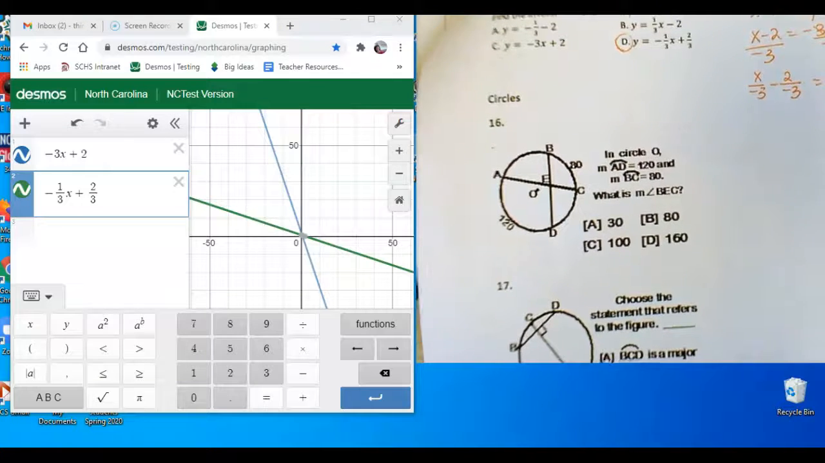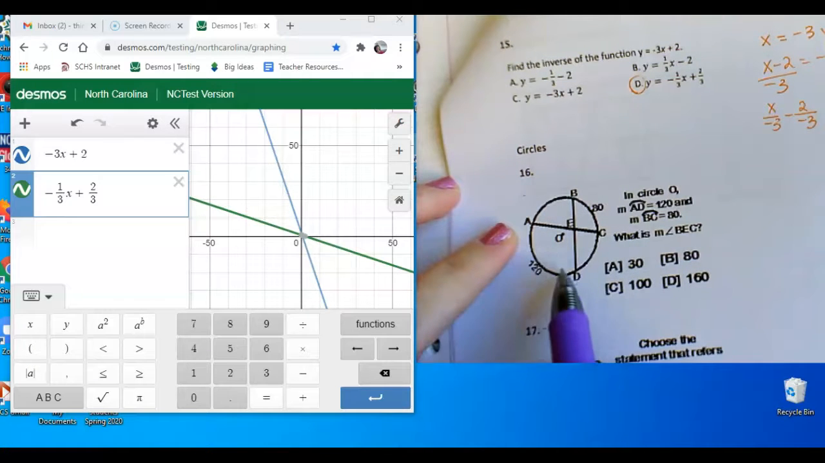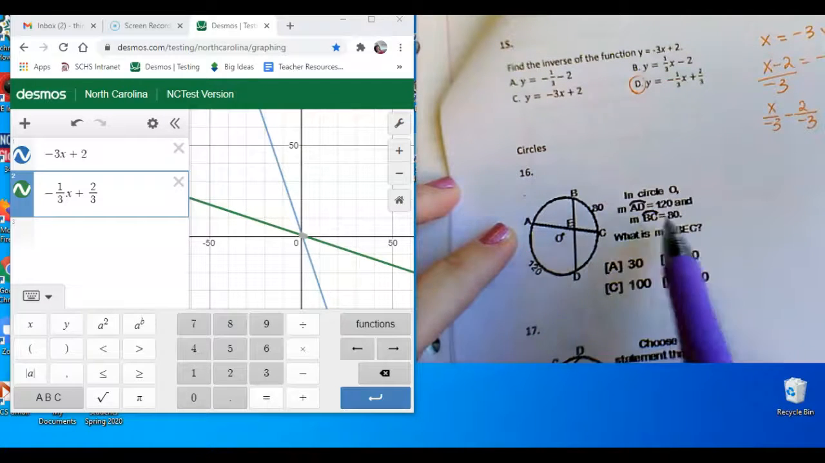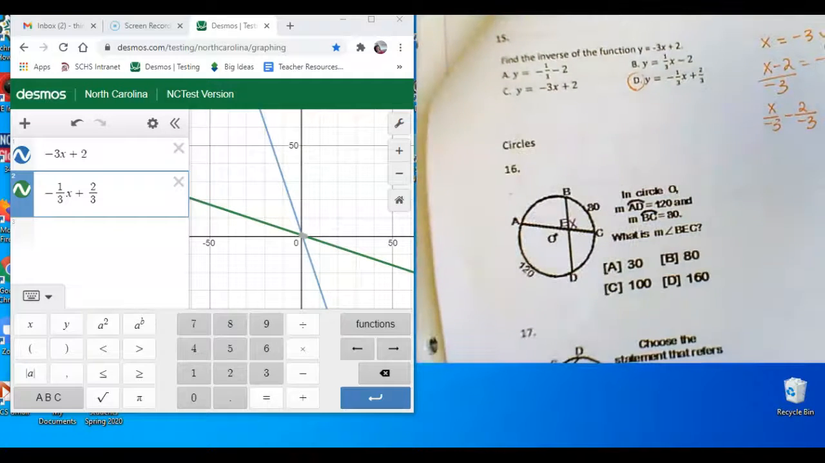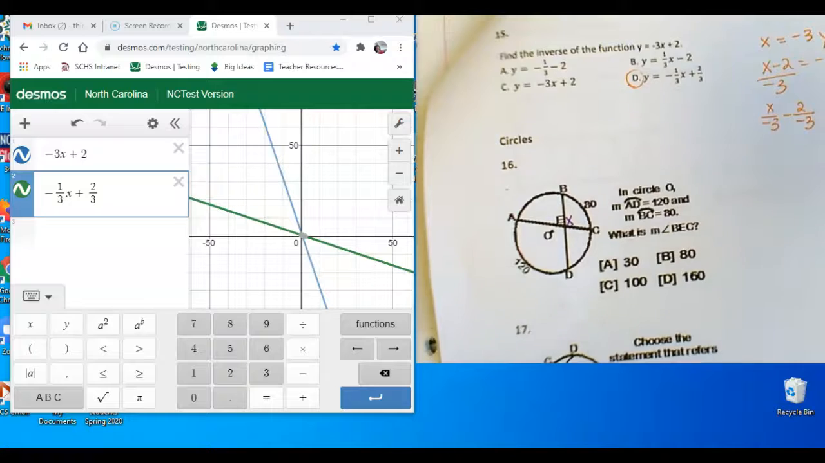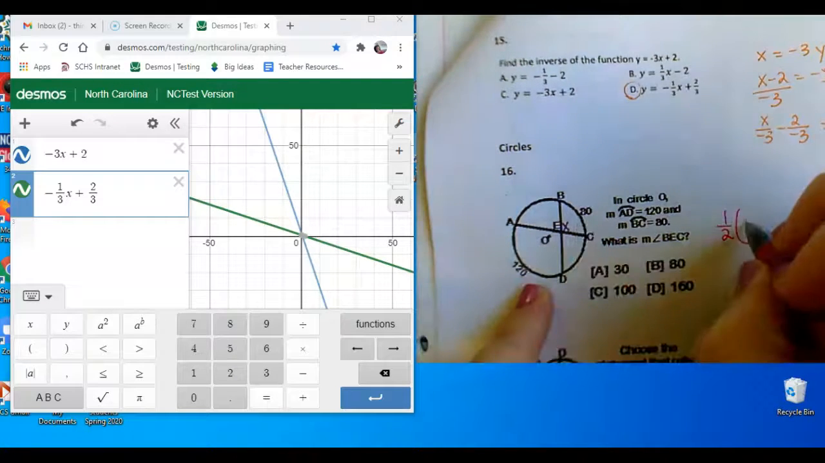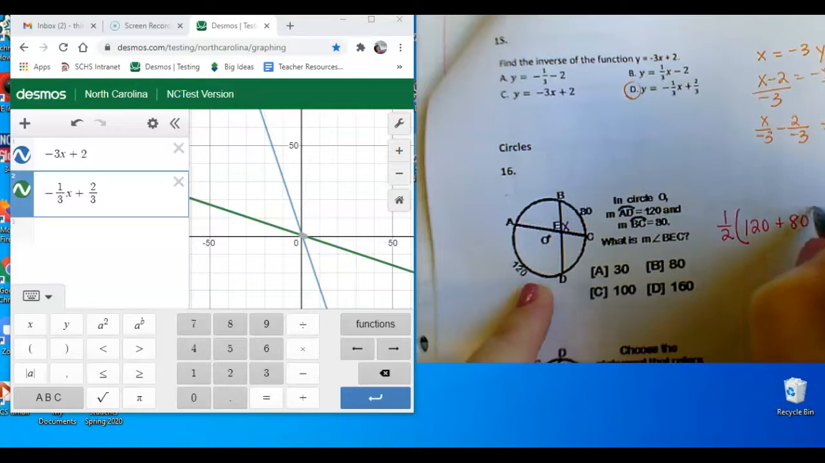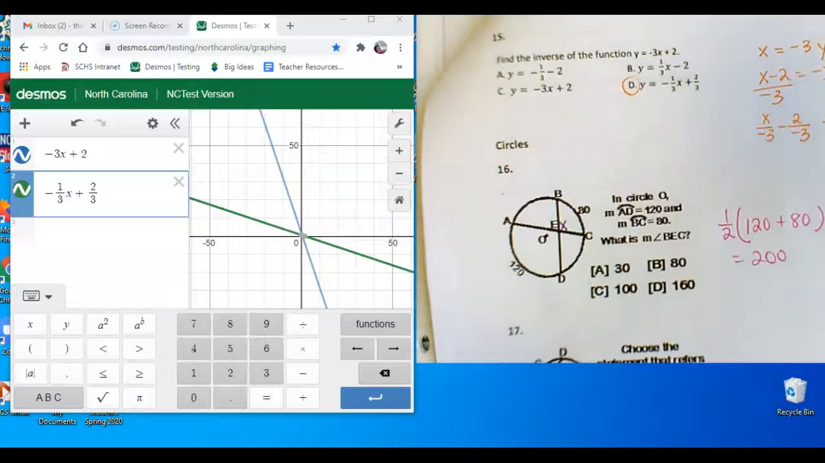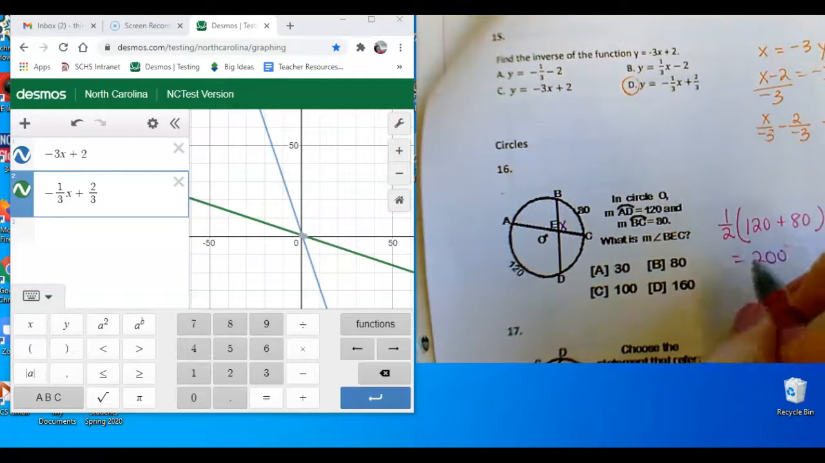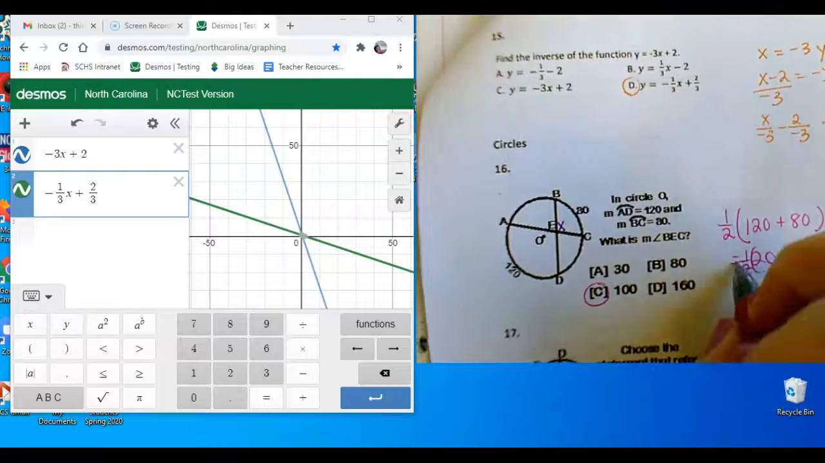All right, now we're on to some circles. In circle O, arc AD is 120, BC is 30, and it wants me to find this angle right here. Alright, whenever you have some angles like that that are not necessarily from the center, what you do is you take 1/2 and you add the 2 angles outside of that together. So you multiply that by 1/2. This will give you 200, and unfortunately there's nothing in Desmos I can do there. Well, it's 1/2 times 200, I'm sorry. And so our answer is C.